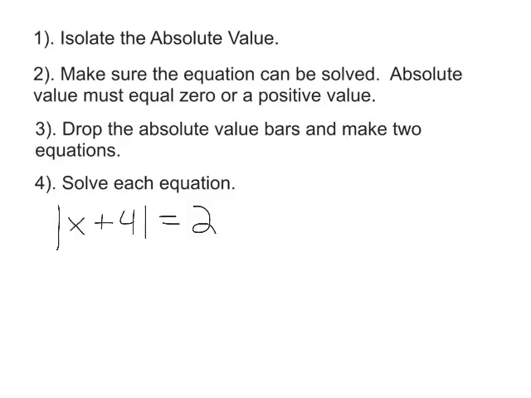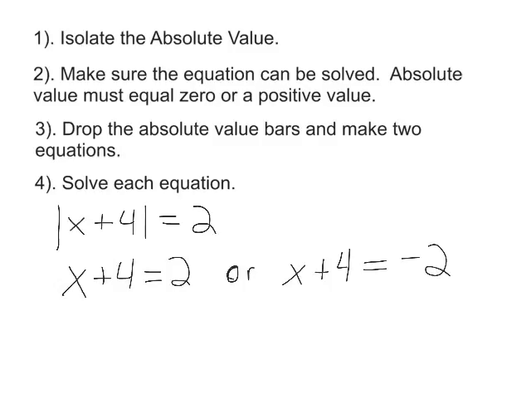The second step is to make sure that the equation can be solved. You want to analyze the equation and check to see if you can actually work it. What that means is you need to look at the constant that you have on one side of the equation and decide if it's equal to 0 or a positive value. We do have that here, so we can proceed on with the third step. You want to drop the absolute value bars and make two equations. One equation for what if the number inside the absolute value bars is a 2, and then one for what if the number inside the absolute value bars comes out to be -2.